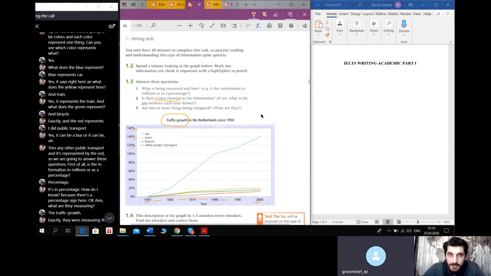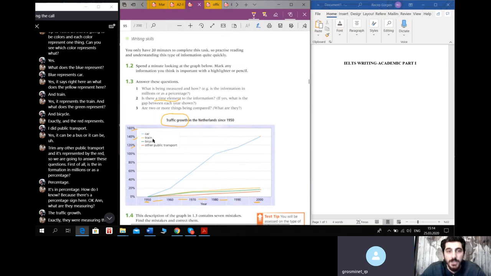Yes, yes. I see years. You see years, and yes, from 1950 to 2000. What is the gap between years? 20. Oh no, 10 years. 10 years, right? 50 to 60, 60 to 70, and so on. And are there two or more things being compared? There are four. Four things, right?